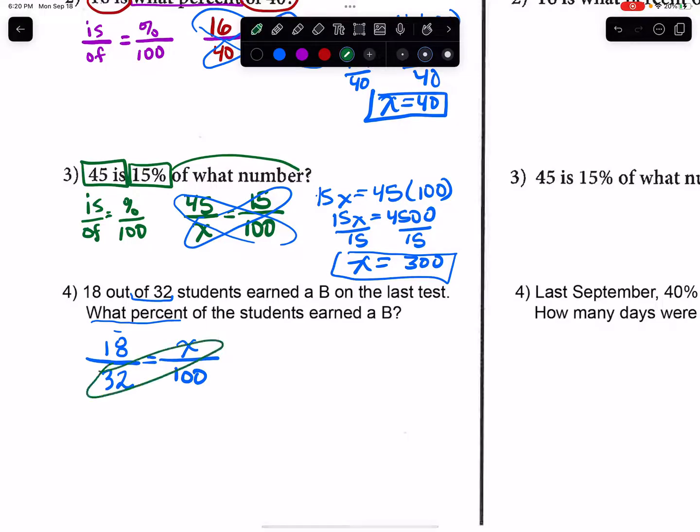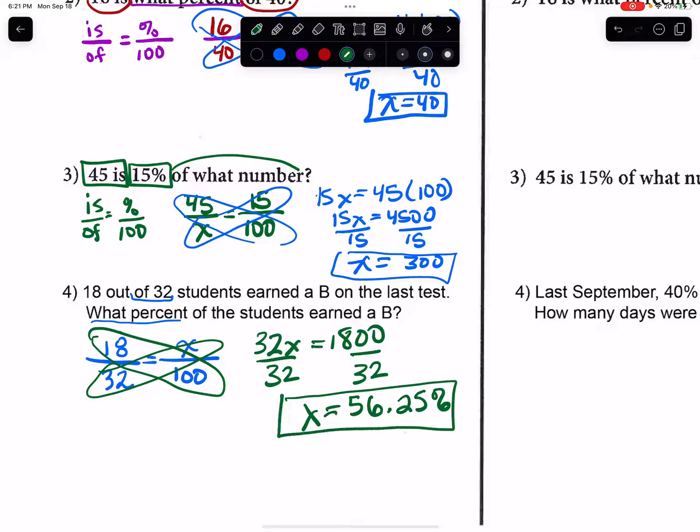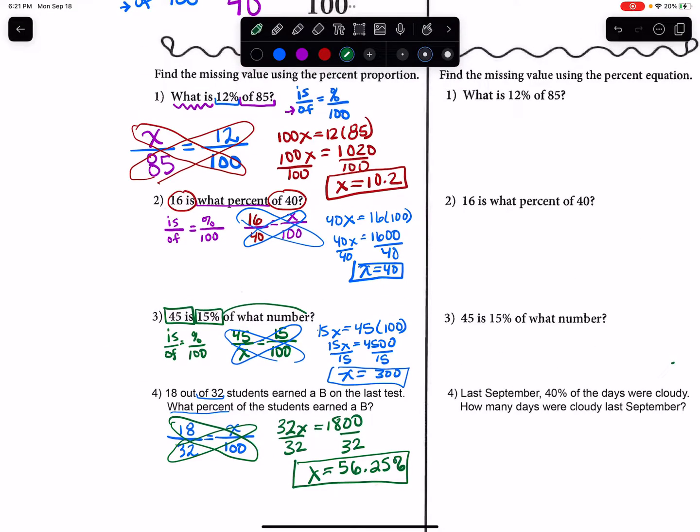All right, let's do 32 times x. Whoops, I forgot the 2. Equals 1800. And we'll divide both sides by 32. And 1800 divided by 32 is 56.25%. That makes sense, right? It's just a little bit more than half, so it should be a little bit more than 50%. All right, so that's finding percent of a number using proportions.